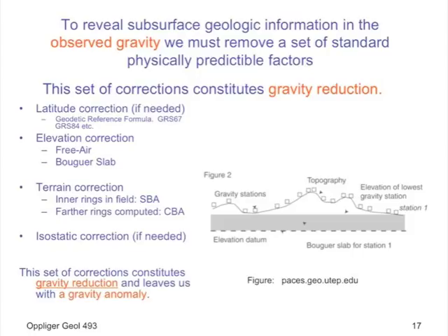Okay, and occasionally we'll need to make an isostatic correction. If we're trying to look for density variations in the Sierra Nevada, well, the Sierra Nevada are in places isostatically compensated or uncompensated, and that may need to be adjusted for. For our work, we're not going to do that. So we're going to accomplish the elevation correction, free air and Bouguer, and we're also going to do the inner ring terrain corrections in the field, and calculate complete Bouguer anomalies. And you'll also learn how to use Oasis Montage to calculate the farther rings. So with all these corrections, the reduced gravity leaves us with a gravity anomaly.